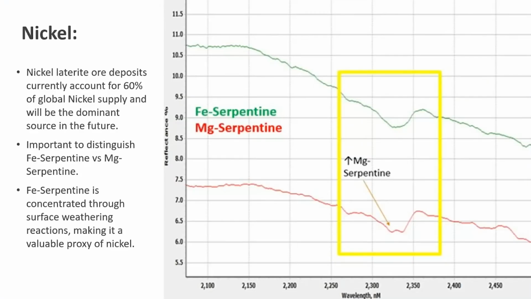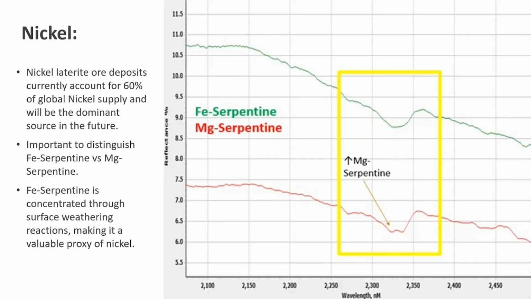Now we'll be talking about applications with nickel. Nickel laterite ore deposits currently account for about 60% of the global nickel supply, and this percentage is only expected to increase. That makes laterites not just important today, but the dominant source of nickel in the future. So to maximize value from these deposits, we need precise mineral identification.